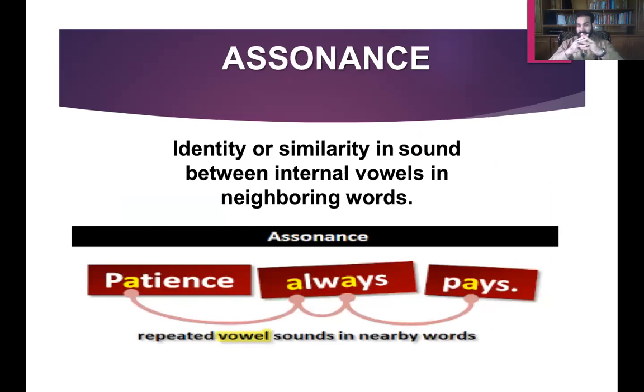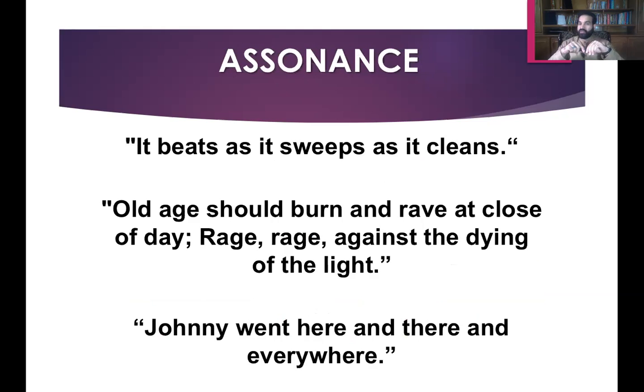Then you have assonance. With assonance, I talk about alliteration as well. Alliteration is repetition of initial sounds. For example, Baa Baa Black Sheep, Coca-Cola. So initial sounds repeat themselves. On the other hand, assonance is identity or similarity in sound between internal vowels in neighboring words. For example, patience always pays. So assonance is repetition of vowel sounds.